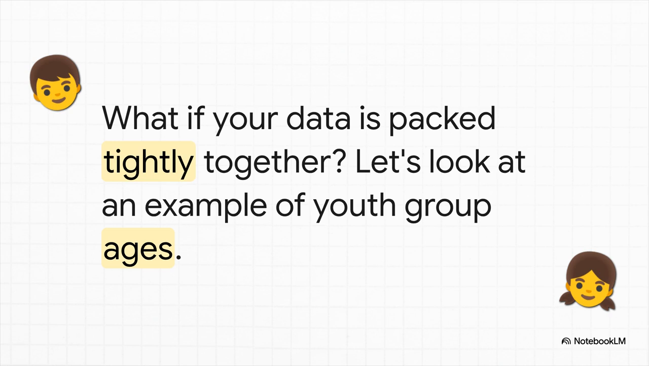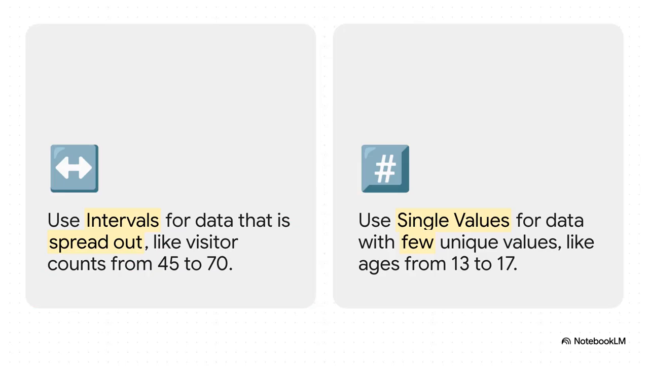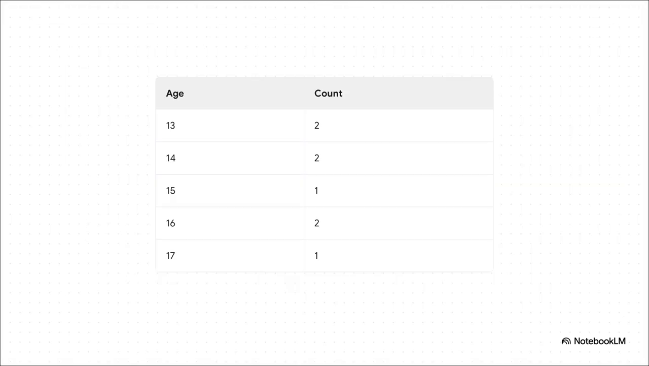This right here is a really important practical tip. If your data is all spread out, like our visitor counts that ranged from 45 all the way to 70, then grouping them into intervals makes a ton of sense. But if your data only has a few unique values, like ages from 13 to 17, it's often way better to just group by each individual value instead. And you can see exactly what I mean here. Instead of an interval like 13 to 14, we're just counting the number of 13-year-olds, then 14-year-olds, and so on. This gives us a much clearer picture, showing that ages 13, 14, and 16 are the most common in this particular group.